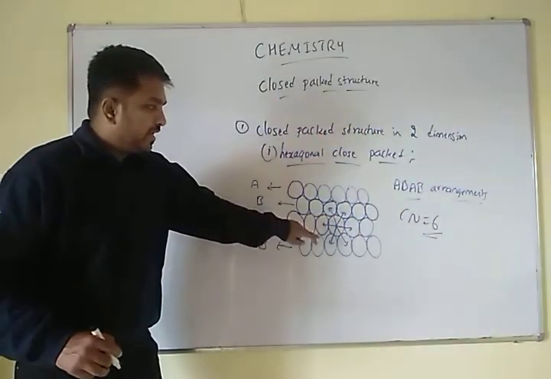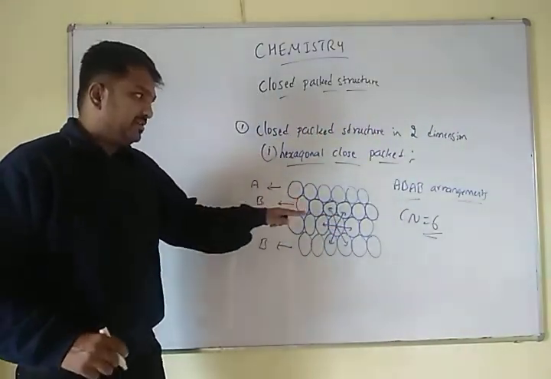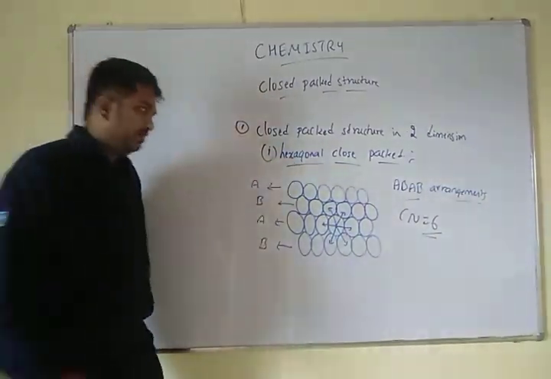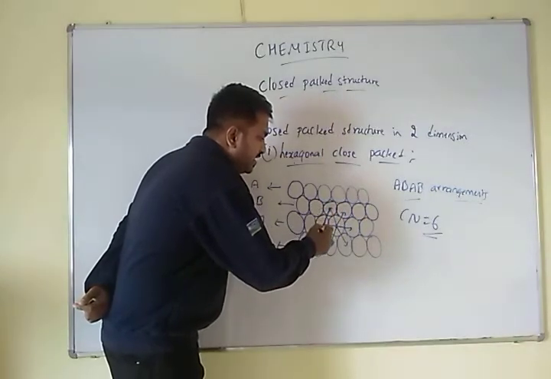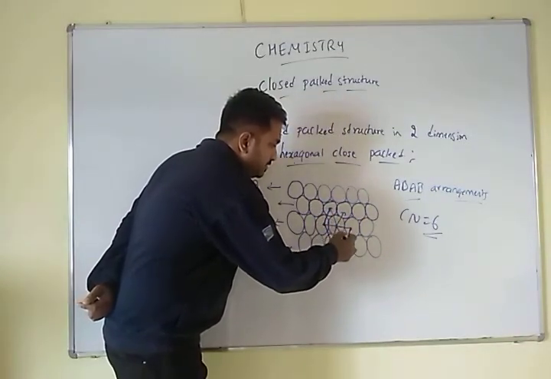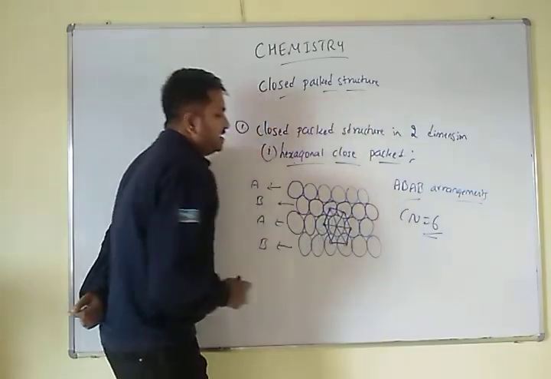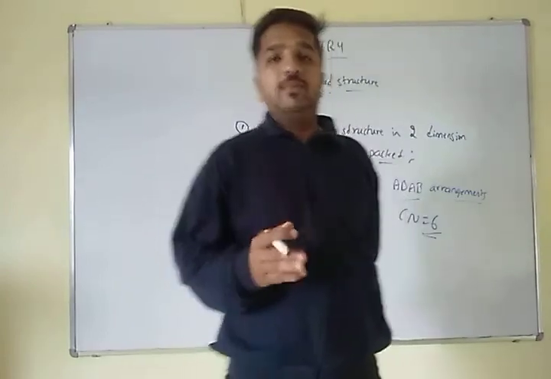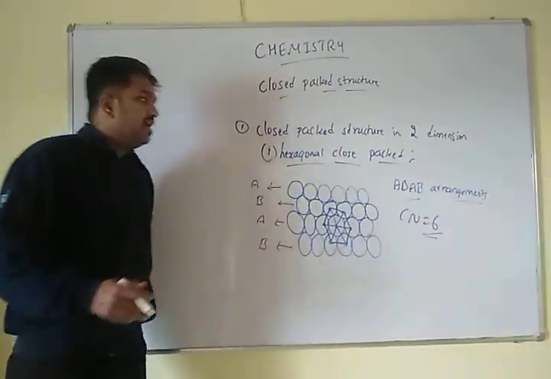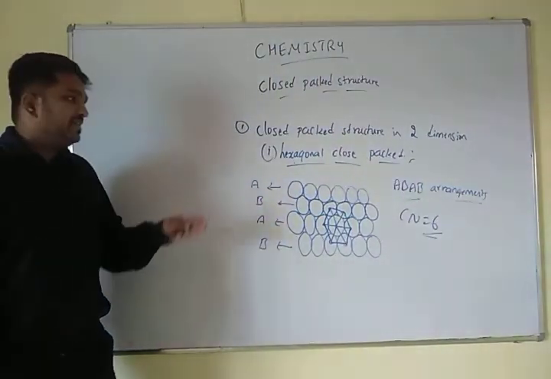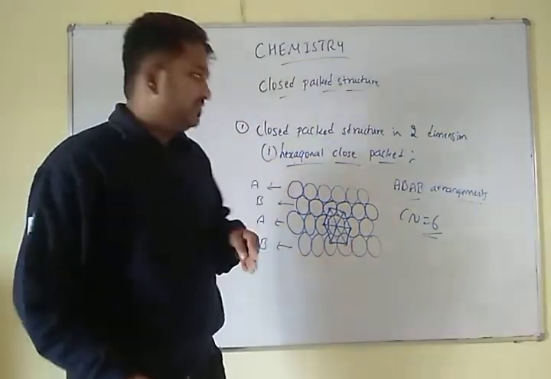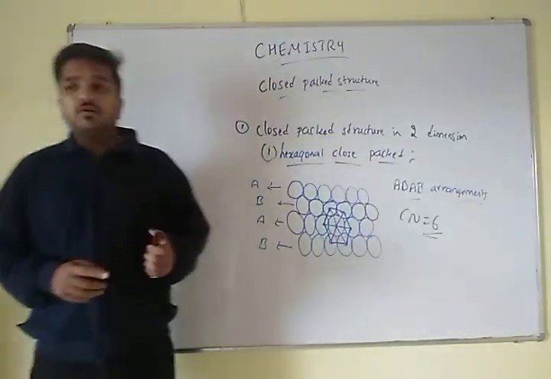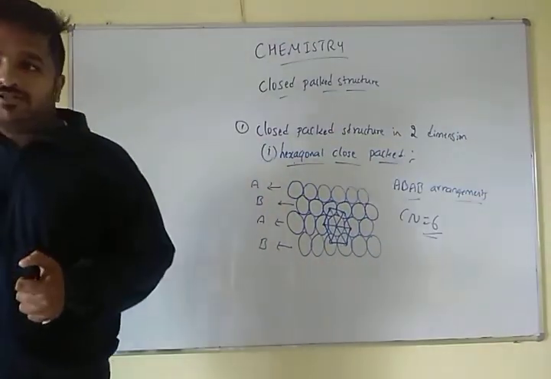So the number of neighboring particles for that particular sphere is 6, so the coordination number is 6. And why we have got the name hexagon? When you join the centers of these 6 spheres, you will get the shape of a hexagon. Clear? So this is the reason why it is called hexagonal close packed structure, and the arrangement is AB type. That means the first row is different from the second row, and the coordination number is 6. So this is regarding the close packed structures in 2 dimensions.